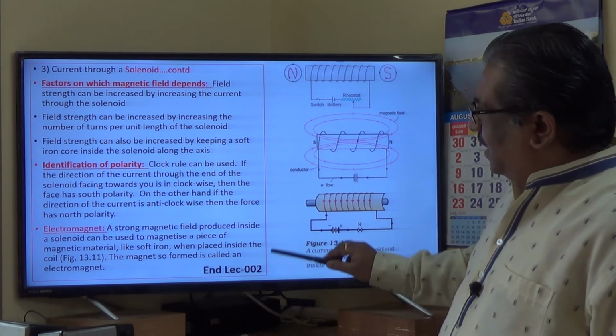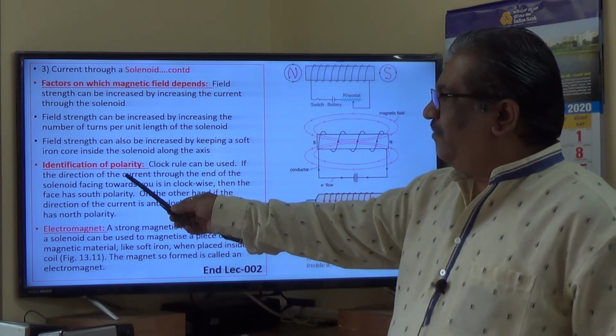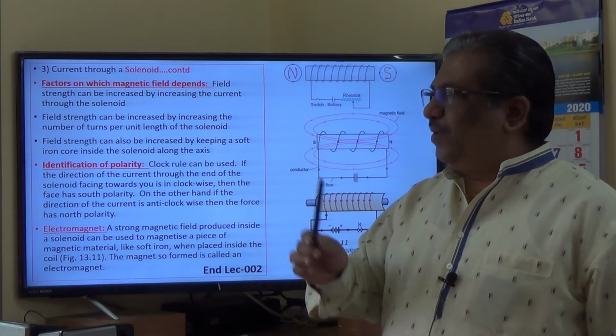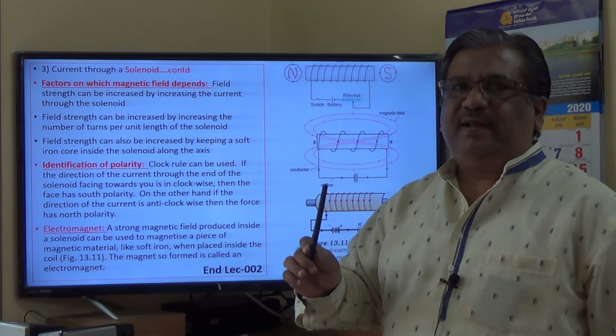These aspects, along with identification of polarity, I would like to explain on the board, and then once again I'll direct it to the PPT for making the notes.